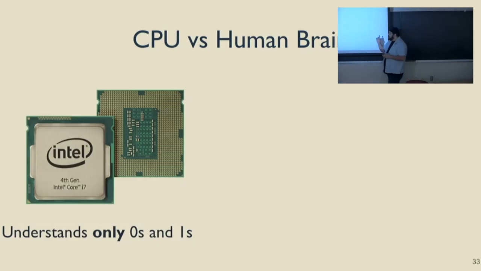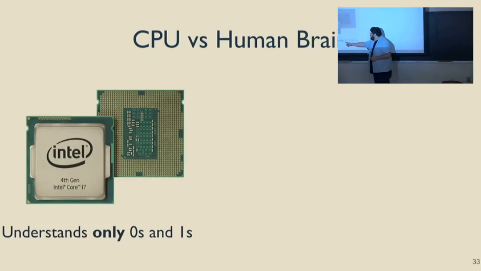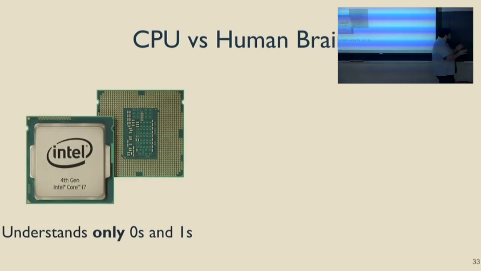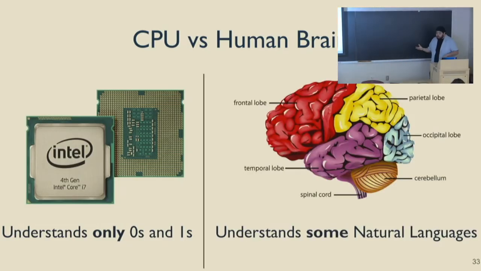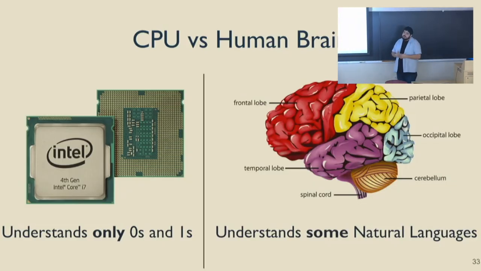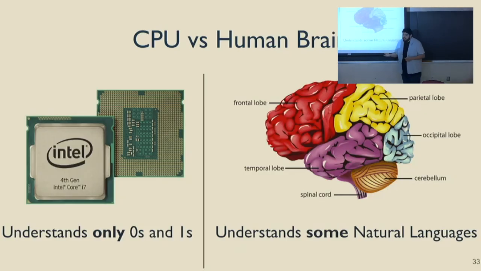The letter T, for the computer, only knows zeros and ones. It can only read zeros and ones, right? The human brain can understand natural languages. Right now I am speaking, and you can understand what I'm saying. I'm speaking in a natural language called English. When I speak English, many of you will be able to understand what I'm saying.